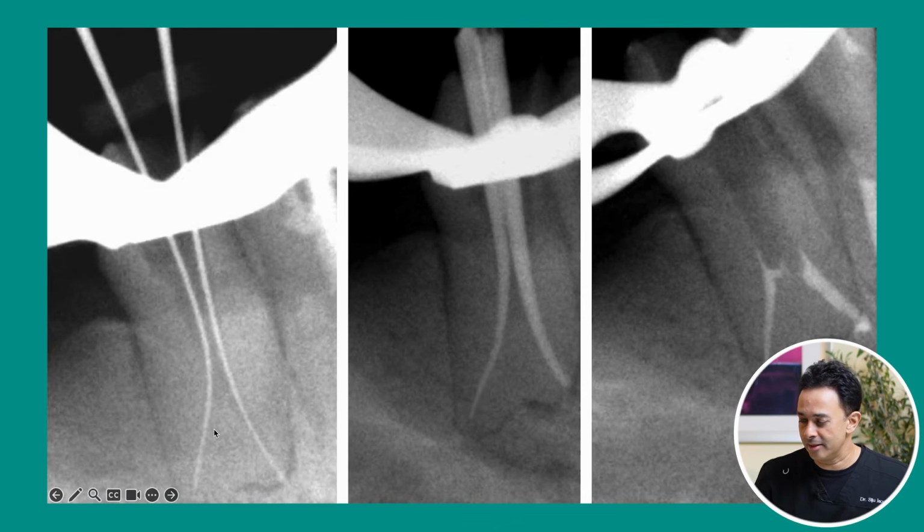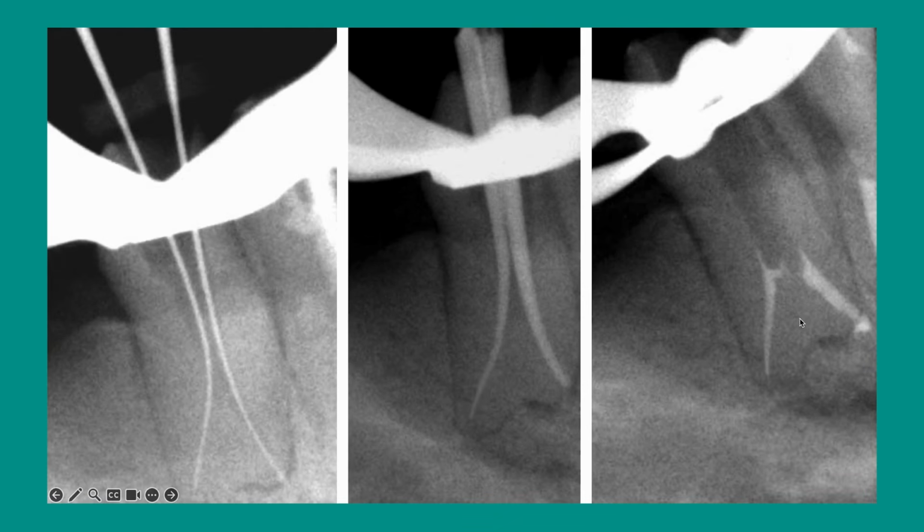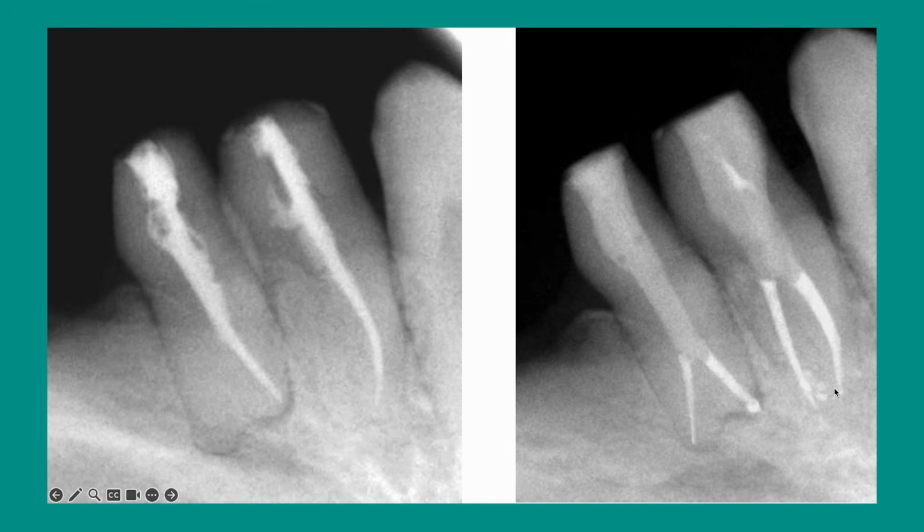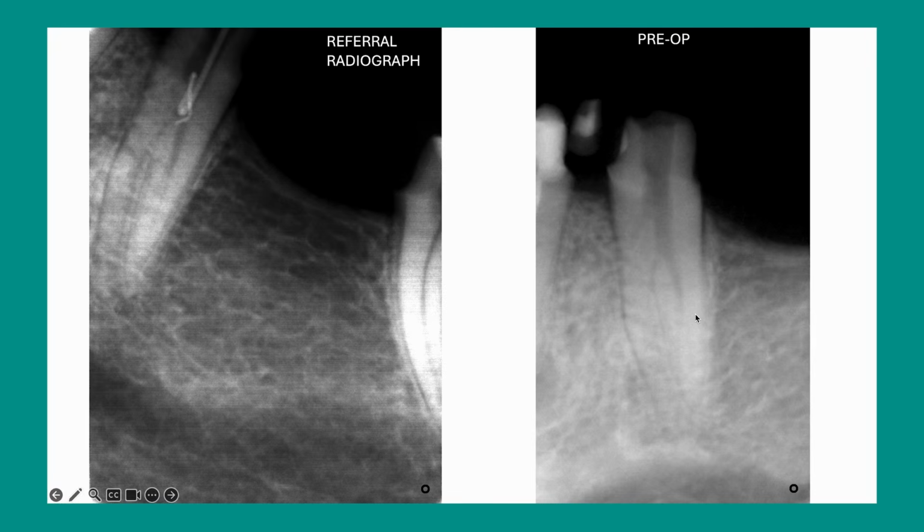Then you can see here that's the working length, this is the master cone, and that's the post-op radiograph here, so you can see two fiberglass posts in each of these. When you compare the pre-op and the post-op, you can see we've located both these canals and also restored it. So these are all examples of bifurcations of teeth. Now let's look at a trifurcation.